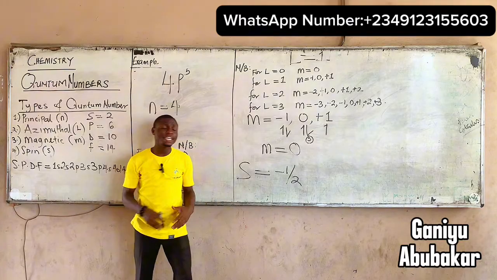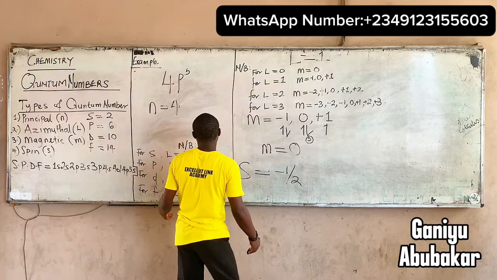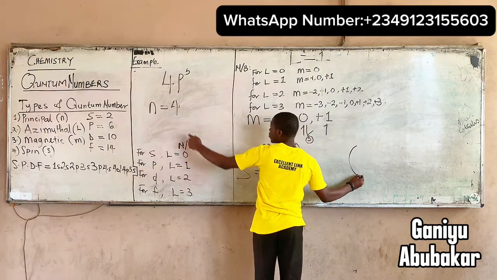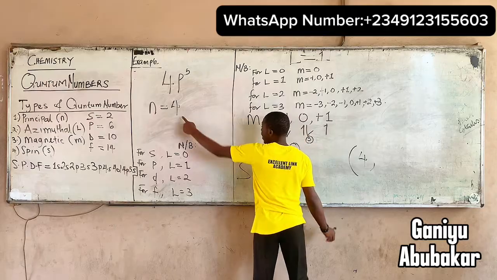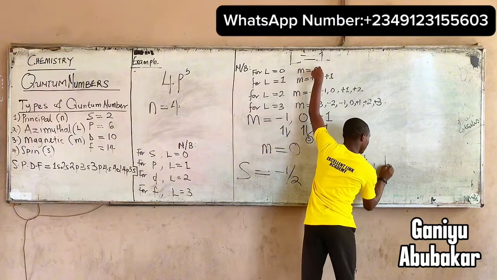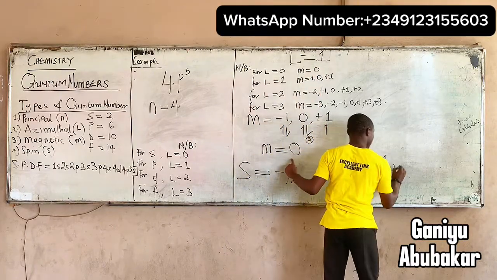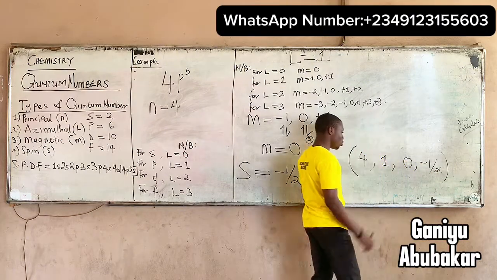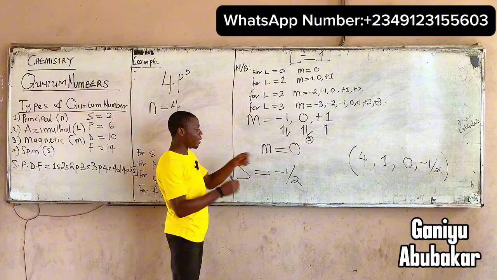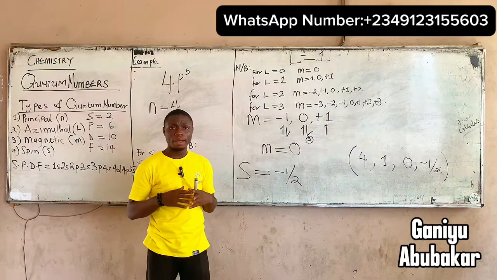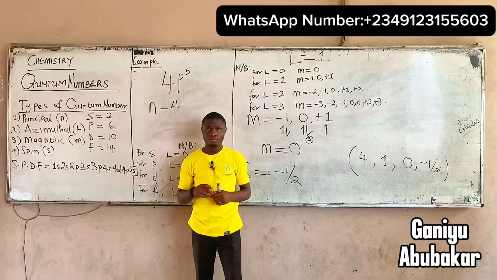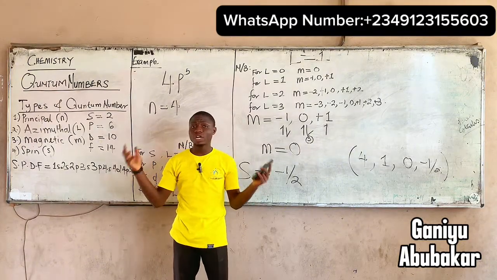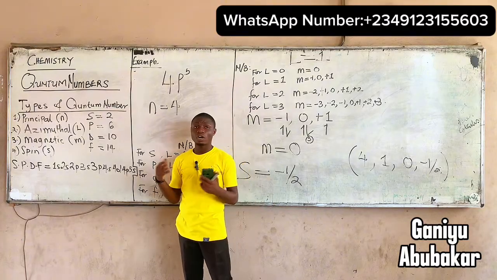So it means that the quantum numbers of the last orbital, p to the power 5, become 4, 1, 0, minus half. It becomes my answer to that particular past question. All right, that is how to write the quantum numbers of elements.